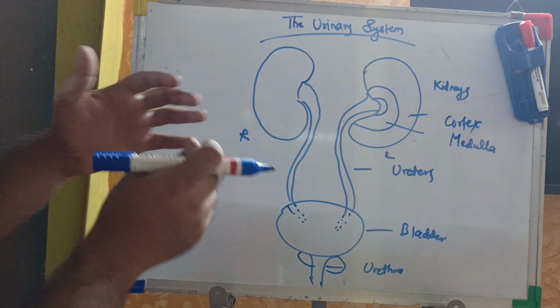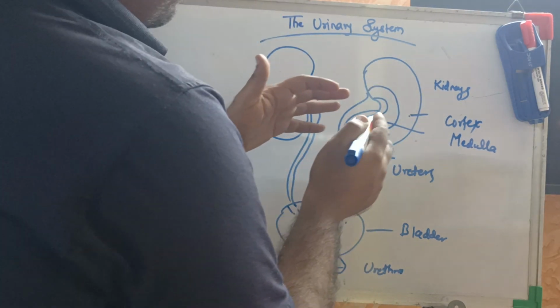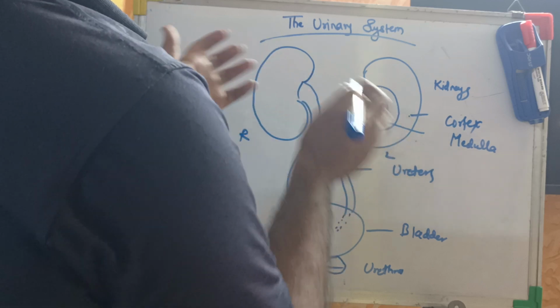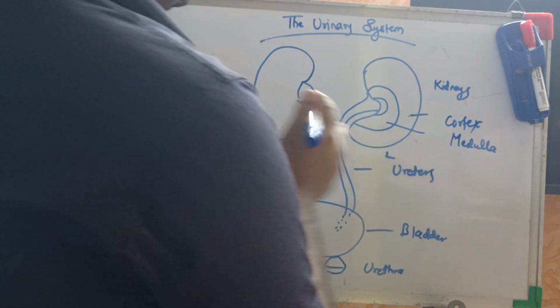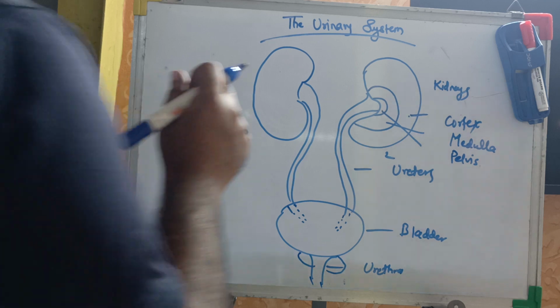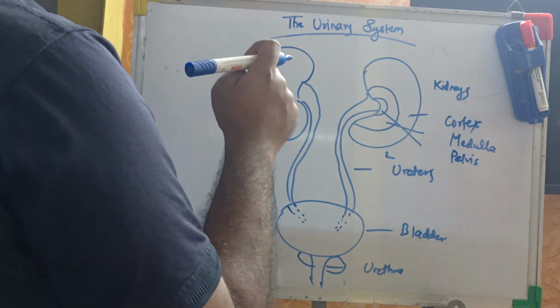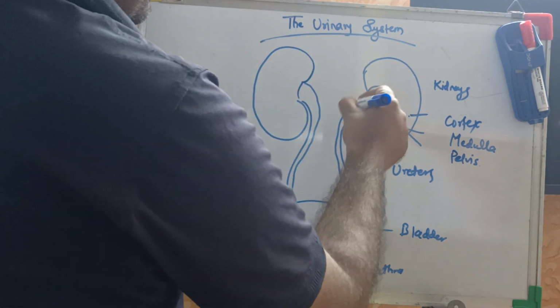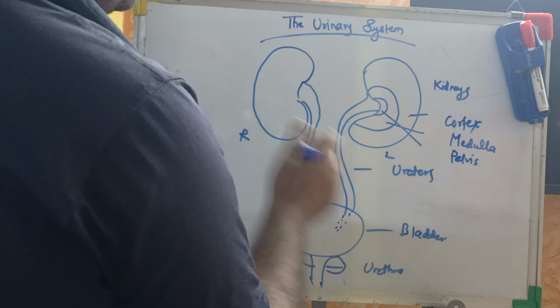The urine is formed in the cortex and passes into the medulla, and this is the pelvis. This is the renal pelvis, where the urine actually gets collected. Through the pelvis, the urine passes into the bladder, into the urethra.